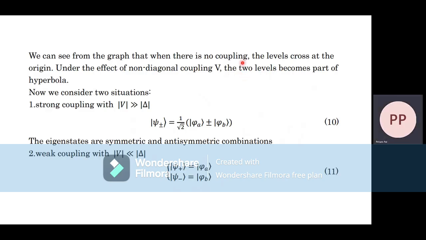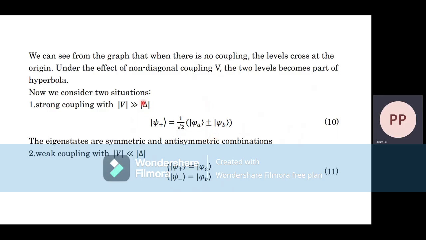Once we consider this, the two-level system, two levels becomes a part of the hyper, right? So now here are the two situations we have to deal with. So let's say we have a strong coupling. What do we mean by the strong coupling? The magnitude of the V will be greater than the mod of the delta. Okay. Once we consider this, we will have something like this.